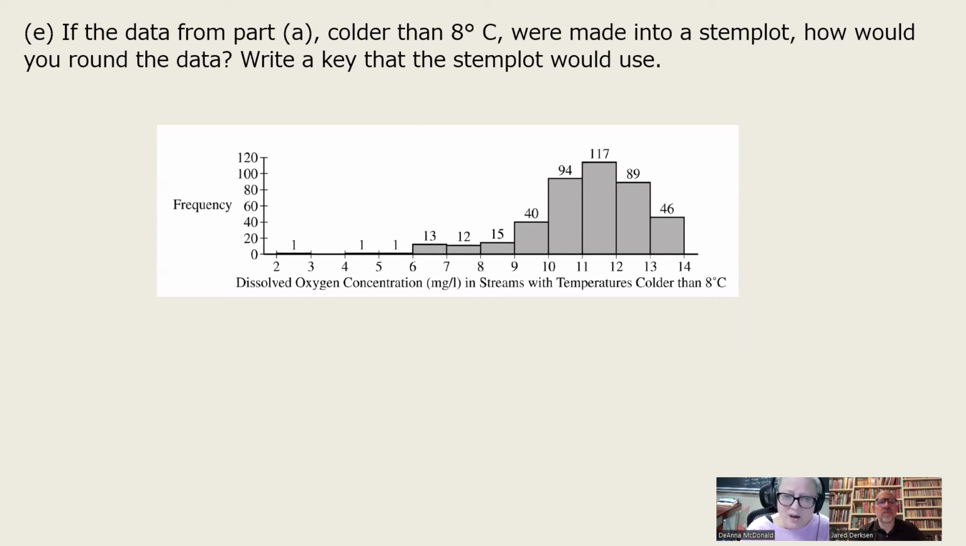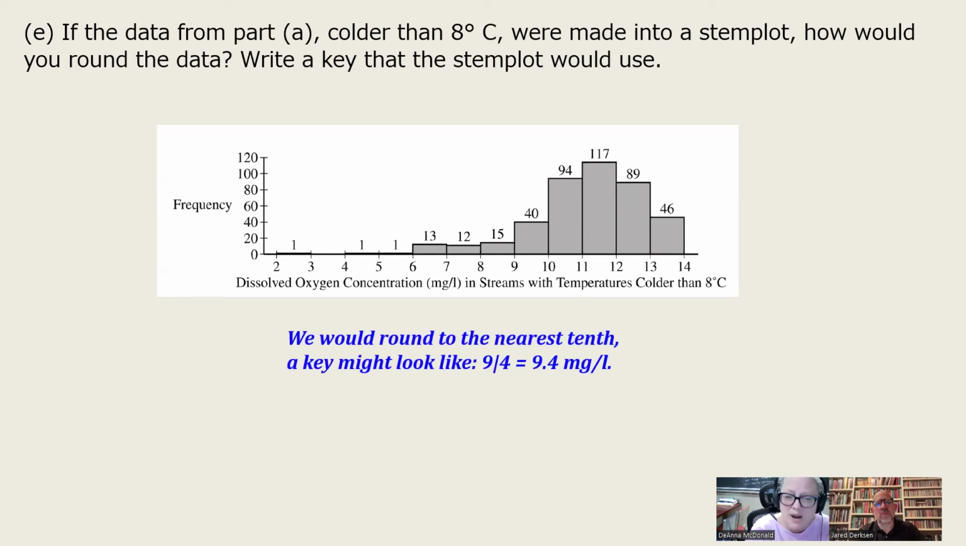So when you think about those values and look at the frequency at the top of the bar, there's 94 measurements between 10 and 11. It's highly unlikely that the researchers rounded everything to whole numbers. In fact, it's much more likely that they rounded to the nearest tenth. And so our key would look like this: 9|7 would be representative of 9.4 milligrams per liter. So the idea about making sure that you have a key, so you tell people what a stem and leaf plot actually means, is super important.